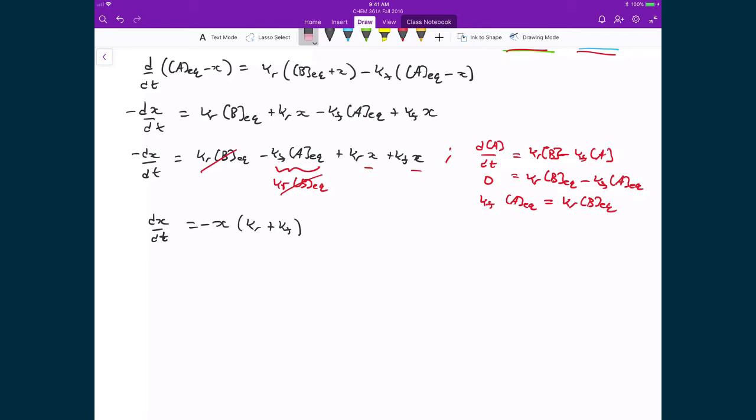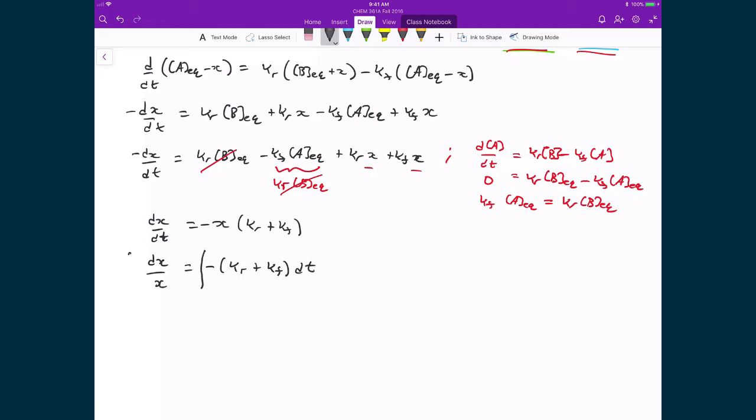Just to reiterate, we're trying to figure out how x changes in time, because that will help tell us how long it takes to reestablish our new equilibrium from the old equilibrium. So I'm going to do my separation of variables. I'm going to divide both sides by x and multiply both sides by dt. All I'm doing is shifting around my x and my dt. So I've got dx over x is equal to negative kr plus kf dt.